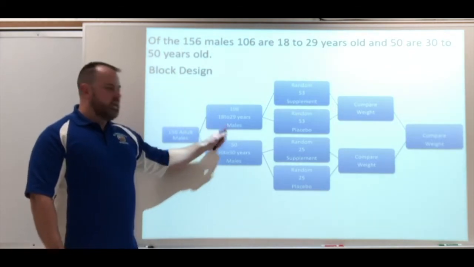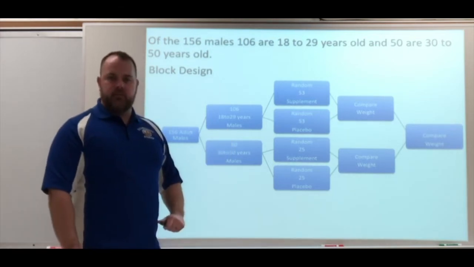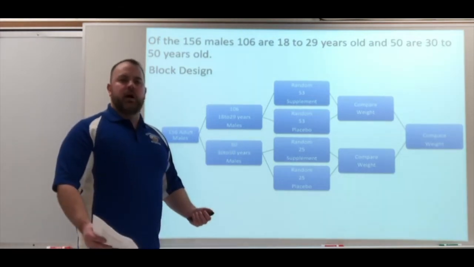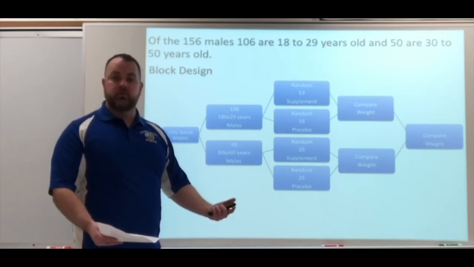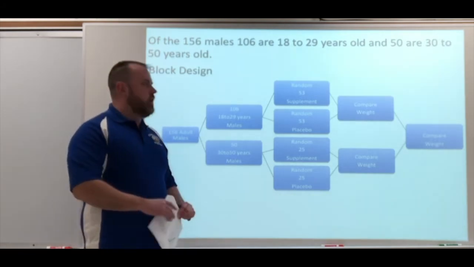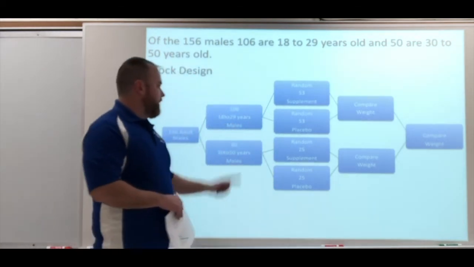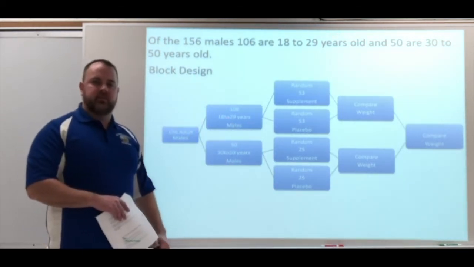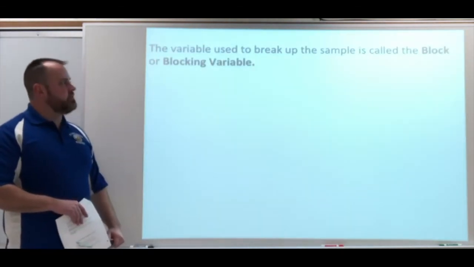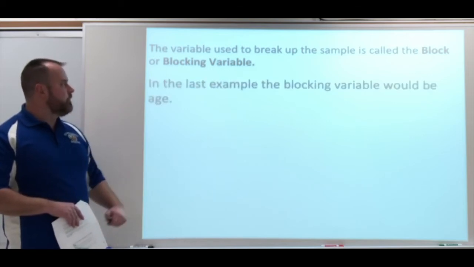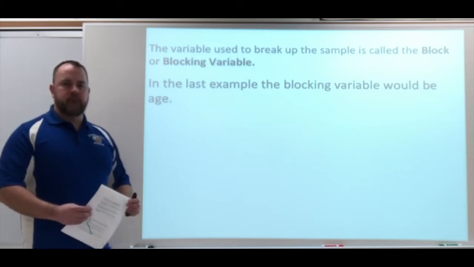And a block design is going to have a characteristic that is maybe a confounding factor. So if I ask you to come up with a block, don't just randomly say, okay, let's do age, or randomly say gender, males and females. Okay, make sure that factor could affect the response that we're looking at. I thought that age is something that affects someone's weight, so yes, it is a factor that we wanted to control. Okay? The variable used to break up the sample is called a block or a blocking variable. Okay? In the last example, the blocking variable was age. Okay? So we split them up by age.